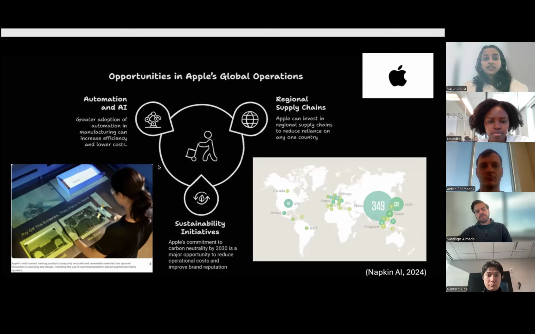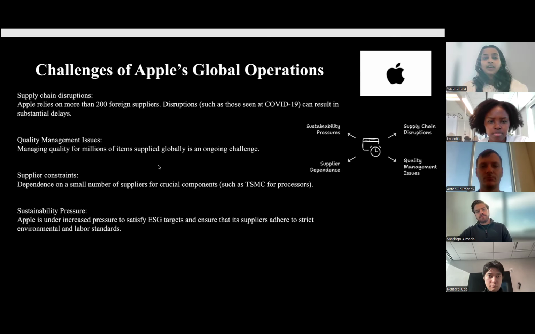Let's talk about some of the challenges which they have been facing so far. They have been facing the challenges of global supply chain disruption. For example, during COVID-19, because of the lockdown, the entire Foxconn factory was shut down, and they were very short on production. The quality management is also an issue. For example, in 2022, there was a shortage of iPhone 14 manufacturing, followed by supply constraints and sustainability pressure.